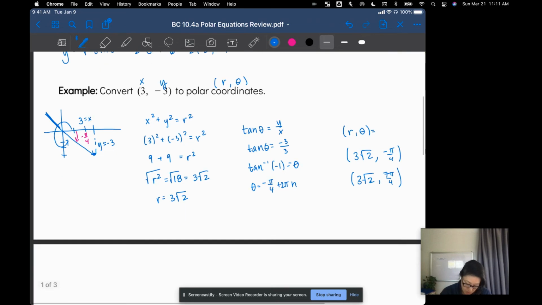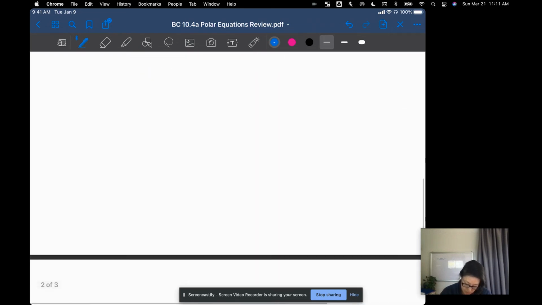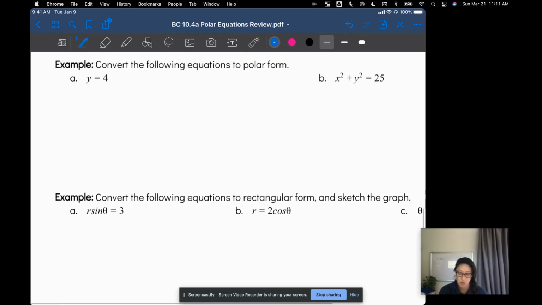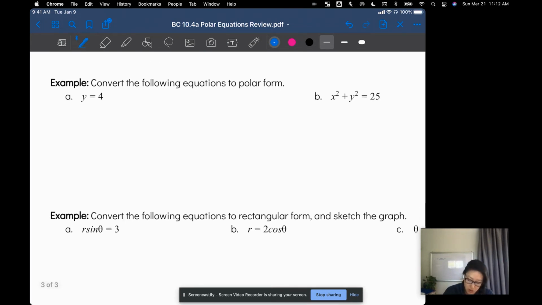All right, next we need to convert the following equations to polar form. So again, in terms of r and theta, we need to use our toolkit. I know that y equals 4, and I have this equation y is equal to r sine theta. We like this because the right-hand side has r and theta in it, which is what we need to convert to polar form.